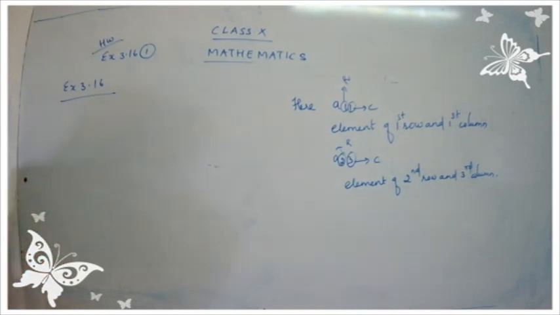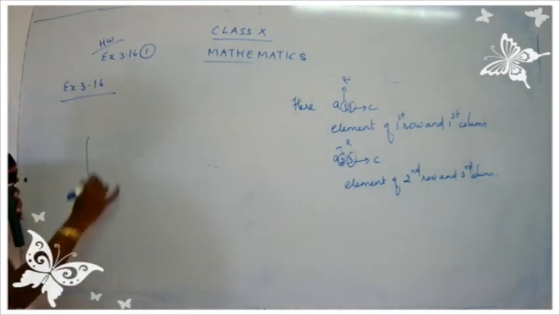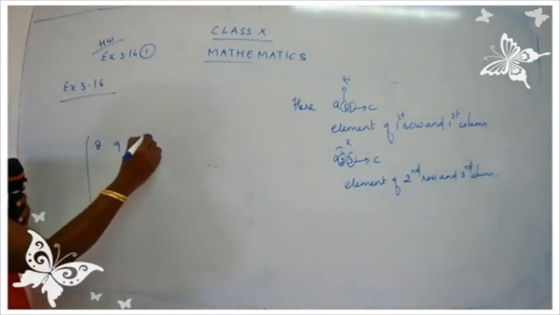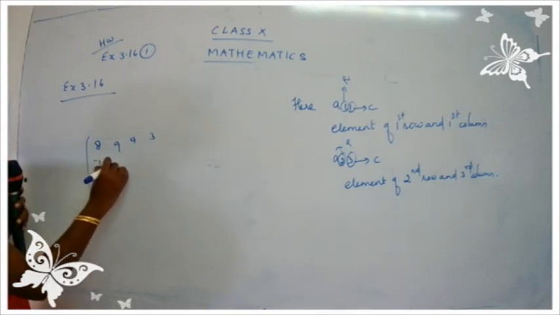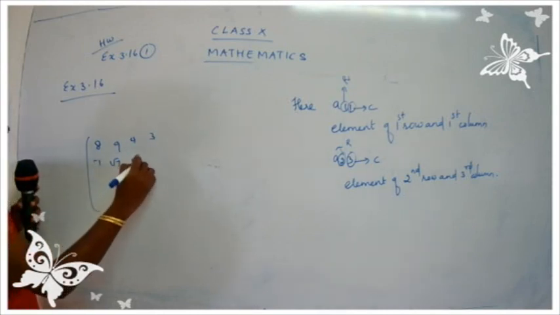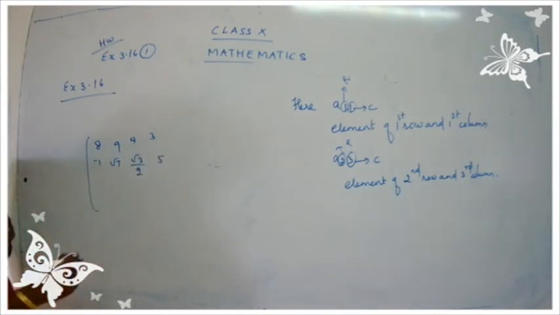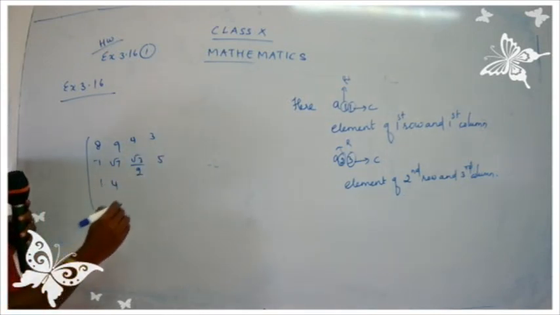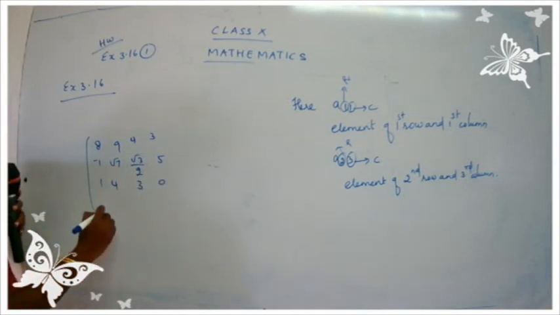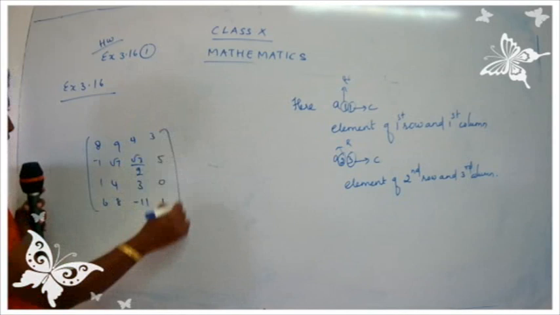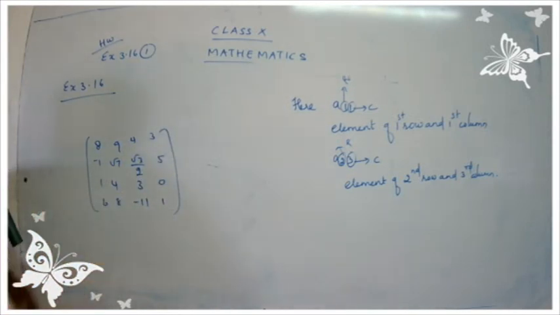So, you should know. Suppose, see here, I'll just give you an idea. Suppose you have a matrix 8, 9, 4, 3, minus 1, root 7, root 3 by 2, 5, 1, 4, 3, 0, 6, 8, minus 11, 1. I hope you people know how to find the order. So first of all, count the number of rows, then count the number of columns, then you have to write the order of the matrix. And for finding the total number of elements, you have to multiply m into n. That is number of rows into number of columns.